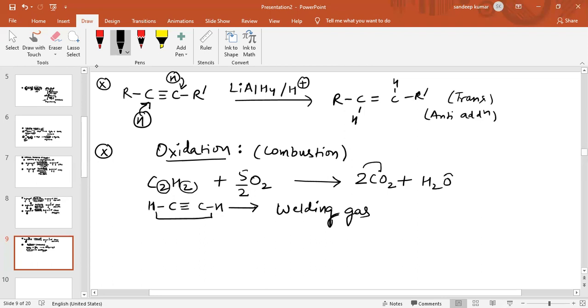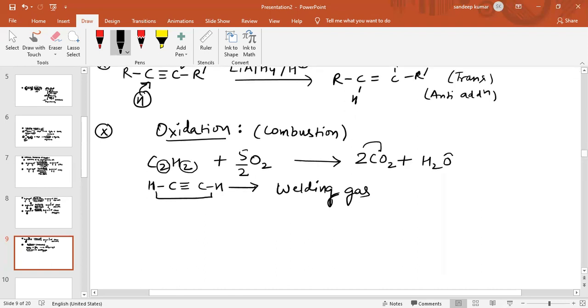Now see the next. Next we are going to discuss the ozonolysis reaction in alkynes. See the ozonolysis reaction in alkynes. What happens?